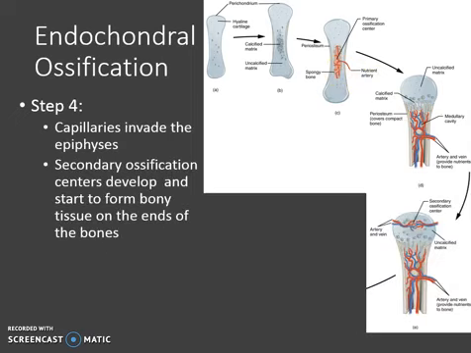In the next step, capillaries invade the epiphyses, which are the enlarged ends on either end of the diaphysis. And so this is now going to be a secondary ossification center. We can't see the other epiphysis on this picture because it's been cut off, but this other epiphysis would also get blood vessels coming to it, forming a secondary ossification center. These secondary and primary ossification centers are just areas where the cartilage is starting to be replaced by hard, bony osseous tissue.